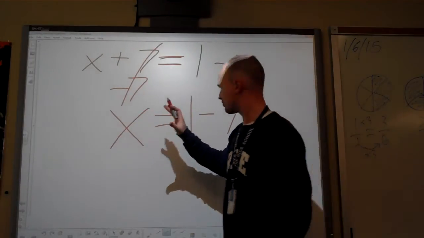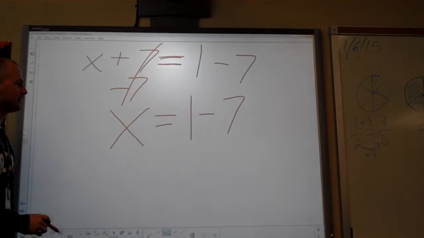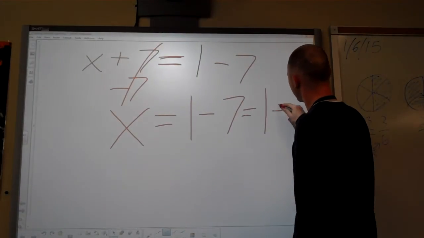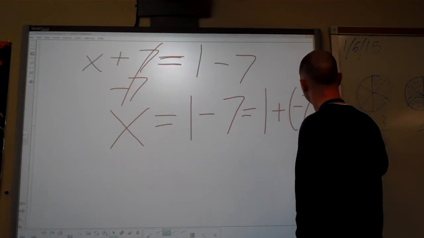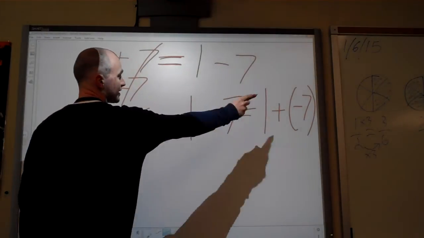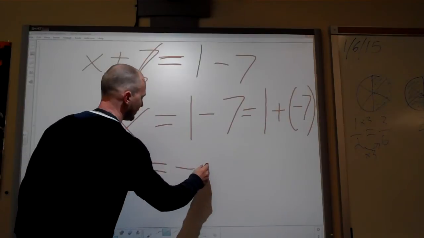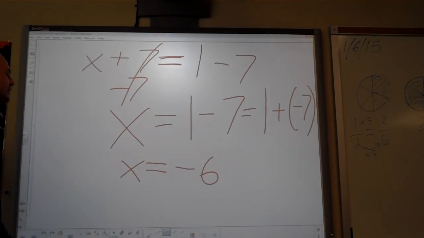Now, once again, we don't subtract. We add the opposite. So 1 minus 7 is the same as 1 plus negative 7. So 1 plus negative 7 gives us negative 6. So x equals negative 6.